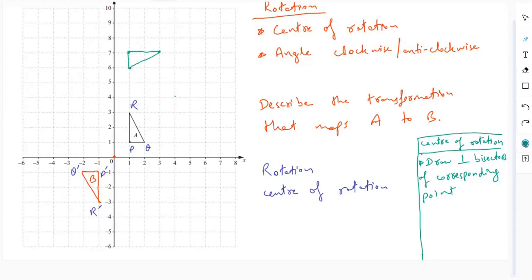Now, triangle A is mapped onto this triangle C. A जो है वो C पे map हो गई है. What you have to do is you have to describe this transformation. ठीक है, इस transformation को describe करना है. How do you do this? Describe the transformation that maps A to C. ये आपने करना. Now, it's fairly clear that it's a rotation because we don't have to worry about that much. लेकिन again, हमें figure out करना है कि इसका center of rotation क्या होगा और इसका angle क्या होगा. Okay? अच्छा.